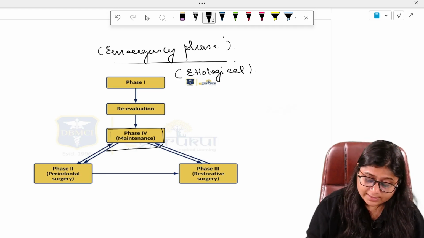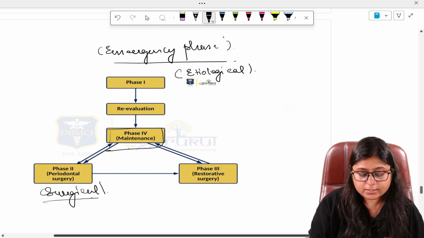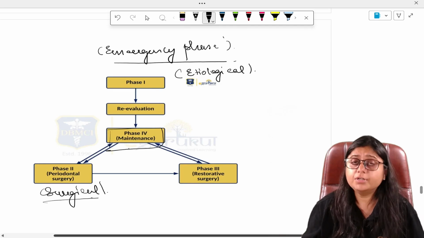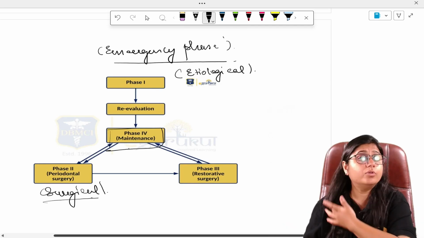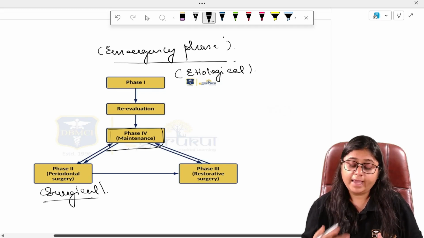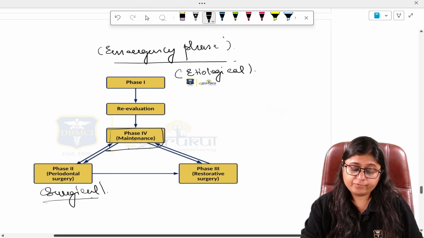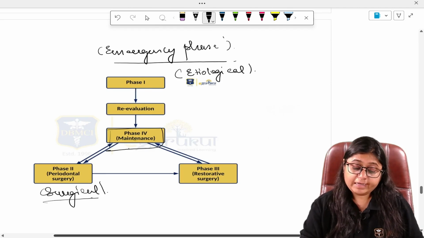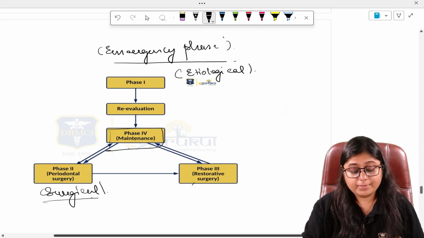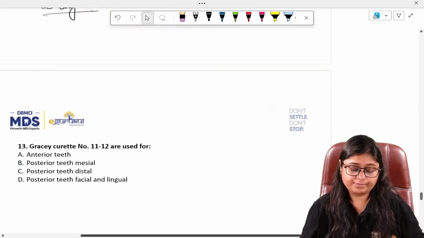After that you will go to the second phase, which is the surgical phase. Here you can do periodontal surgeries and implant surgeries. Then you can go to the third phase, which is the restorative phase, where you can give the prosthesis to the patient, whether implant prosthesis, tooth prosthesis, FPD, anything in your restorative phase. So remember that after phase 1 is phase 4. After phase 4, you can directly go to phase 2 or phase 3 depending upon the patient's need. And from there, every time you have to go to the fourth phase, which is the maintenance phase.